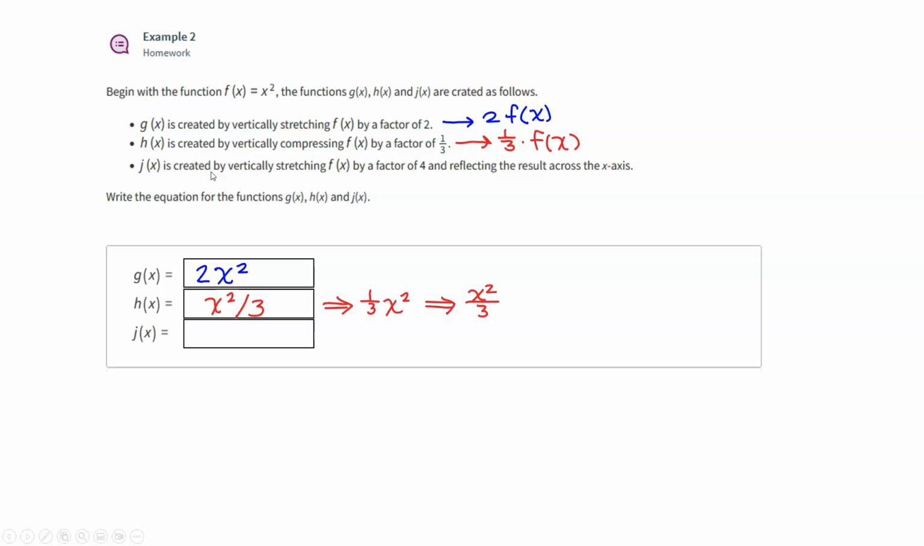And here j of x is created by vertically stretching f of x by a factor of 4. So you're multiplying by a 4, but because you're reflecting the result across the x-axis, this is concave up. That's going to cause this to be concave down. So it is flipping it, which means that this is going to be a negative 4 instead. So you're going to do negative 4 times f of x, and negative 4 times f of x would be a negative 4x squared.